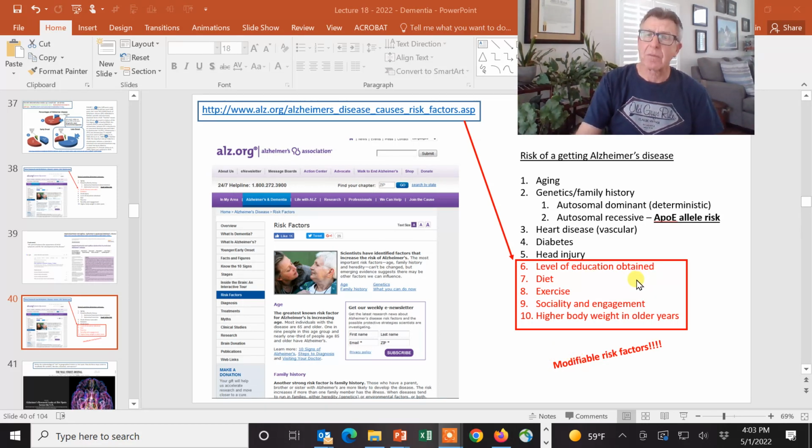Alrighty, here's some modifiable risk factors. Level of education developed. It's basically your brain gears up resources if you use it a lot. Diet, exercise, sociality. And it's actually better not to go through what's called senescence, where you have a wasting away of muscle and bone. So it's best to maintain some body weight as you get older.